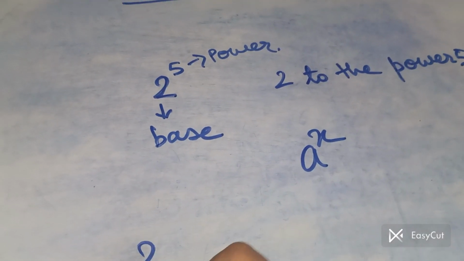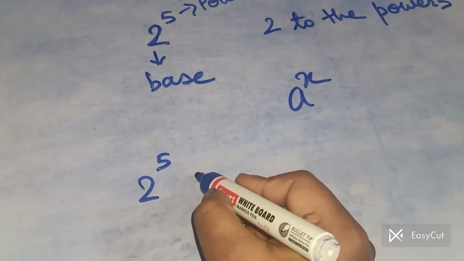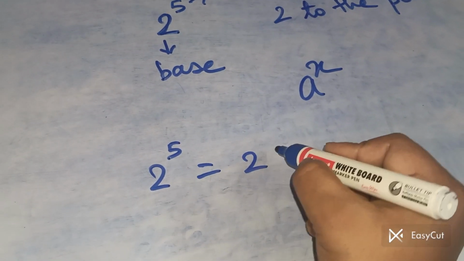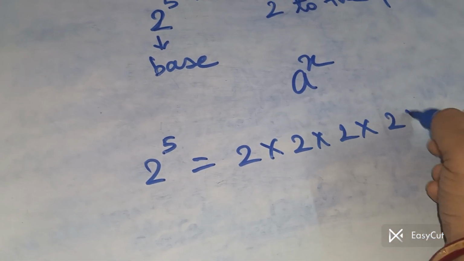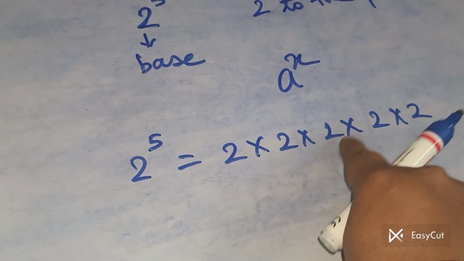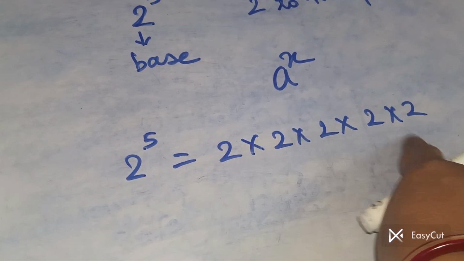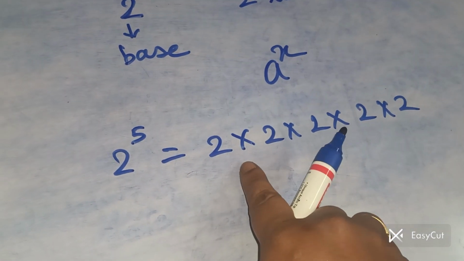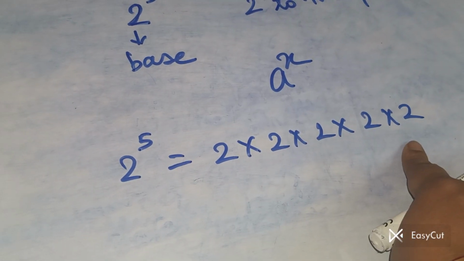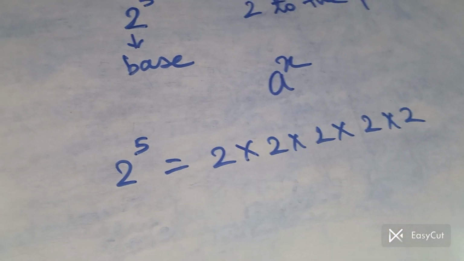Now what does this mean? 2 to the power 5 means we are multiplying 2 five times. 2 into 2 into 2 into 2 into 2. 1, 2, 3, 4 and 5. Number of 2's are 5. See, 2 to the power 5 means we are writing 2 five times. I hope it is clear.